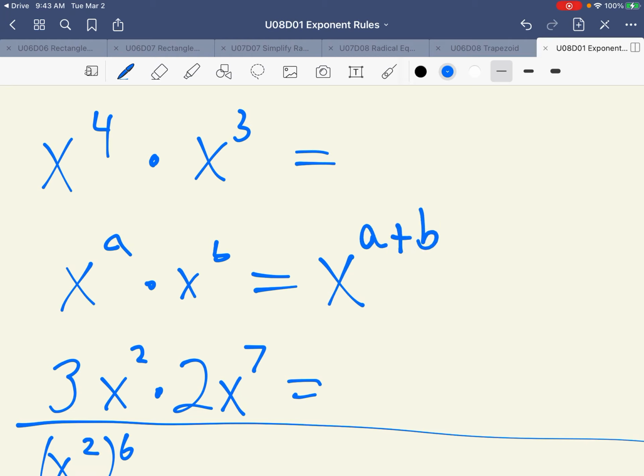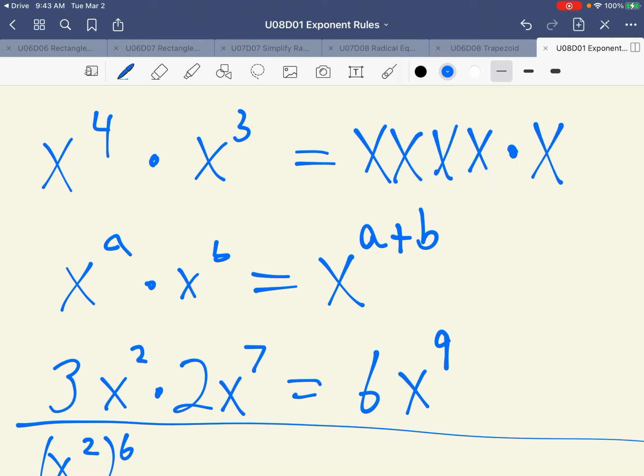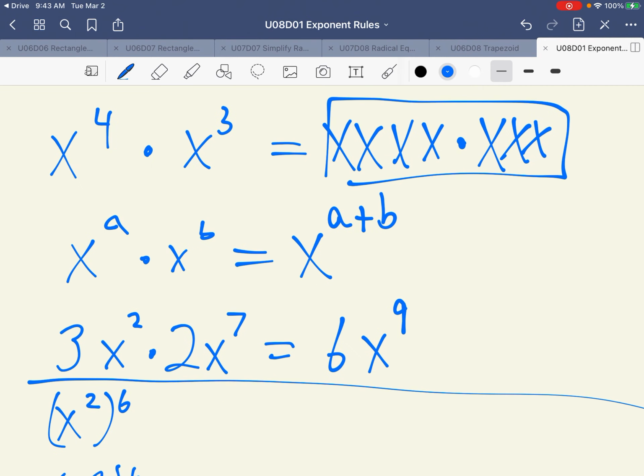You also multiply coefficients, so if there were coefficients, 3 times 2 is 6, and then x to the second times x to the 7th will be x to the 9th. Just confirmation of why this works for adding exponents: x to the 4th really means you have 4 copies of x being multiplied together, and x to the 3rd means you have 3 copies. So if you really look at it, we have 7 copies being multiplied together, which is x to the 7th.